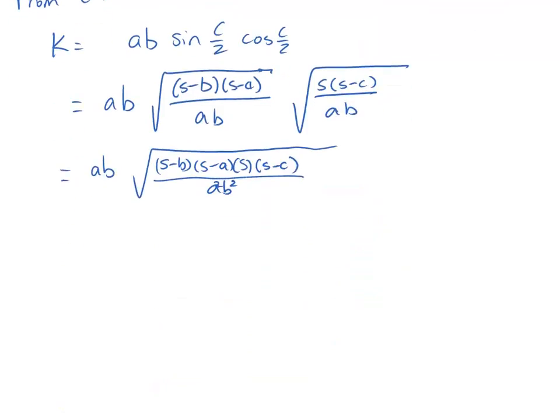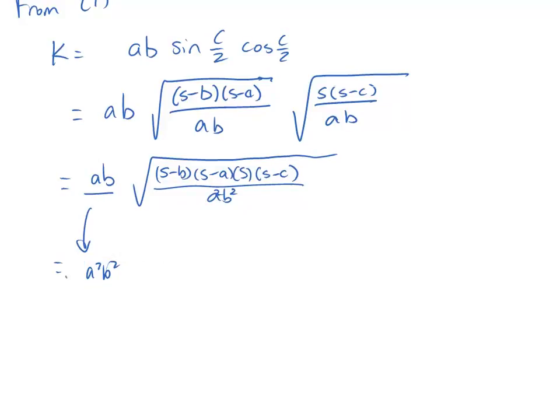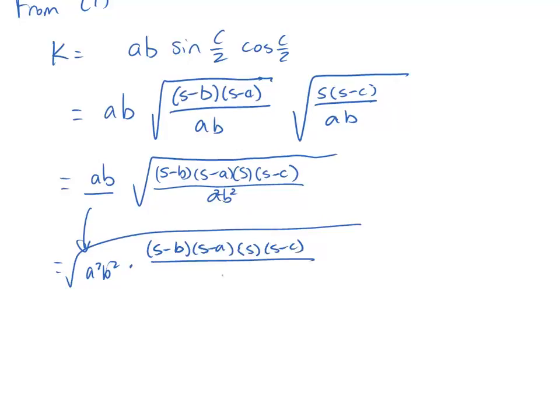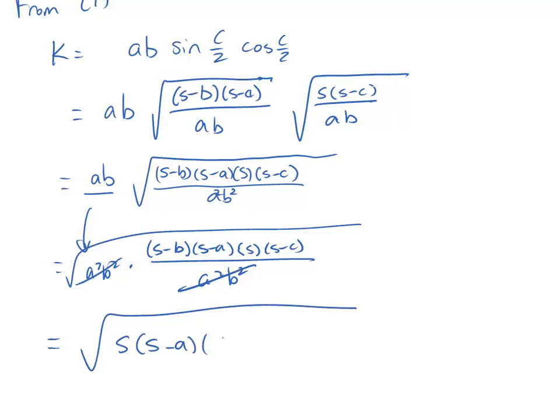You can pull in this ab that's sitting out front inside the radical by just saying this is the square root of a squared b squared, since a and b are positive quantities, and then write that as one big radical. So times s minus b, s minus a, s and s minus c all over a squared b squared, which will cancel out and leave you with, simply rearranging the factors, s times s minus a, s minus b, s minus c. Heron's formula is proved.